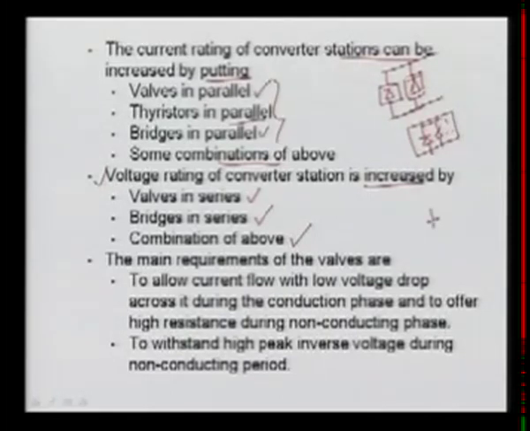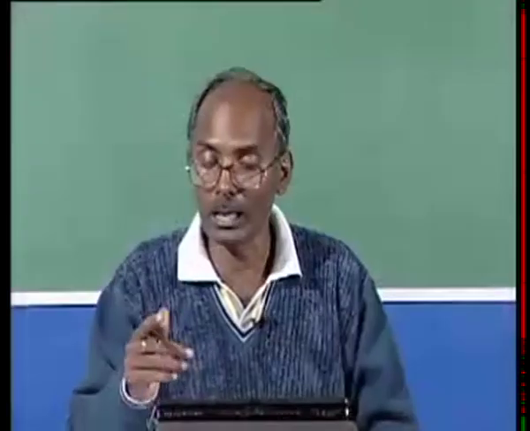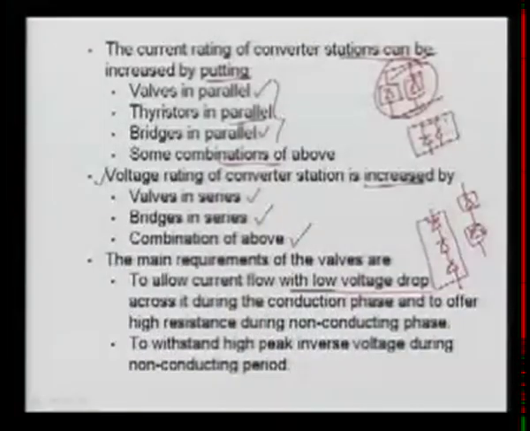Here this is your valve, where we can have various thyristors. Or we can have various bridges connected in series to increase the voltage. We can also add bridges and go for 12 pulse operation; basically we add them to increase the pulse number. The main requirement of valves is to allow current flow with the minimum voltage drop.